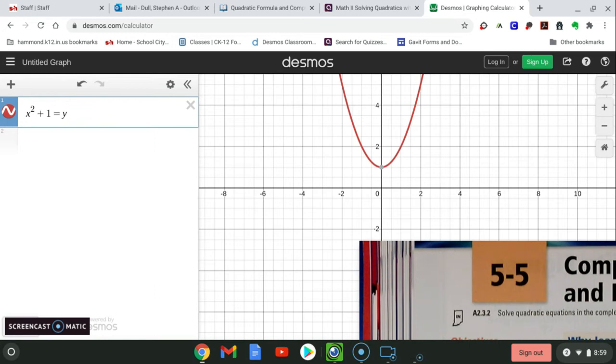So if I go ahead and type in the function y equals x squared plus 1, here's my vertex at (0, 1). The graph opens up, right, because my a value is positive. But one of the things we notice is this graph never crosses the x-axis.